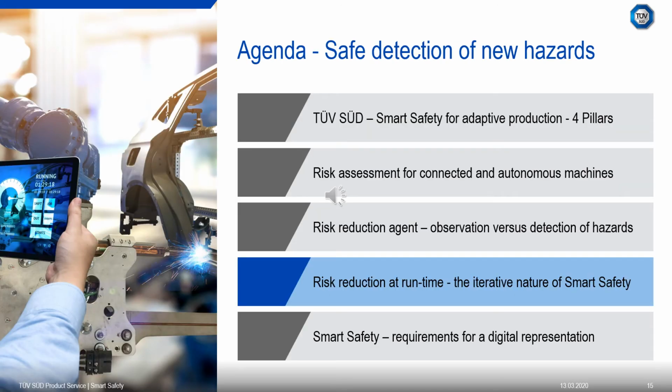Risk reduction at runtime requires a couple of more parameters, so we will focus on this in the next chapter.